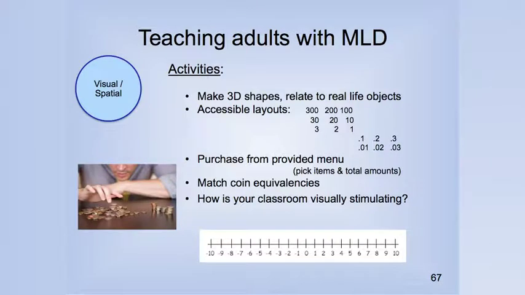So, activities dealing with visual-spatial skills. We talked about making actual real 3D shapes, relating them to real-life objects. A cone, that's an ice cream cone. That's a pylon. A rectangular prism, it's a box. It's a tissue box. A triangular prism, you know what that is? It's a Toblerone bar, or it's the roof of a house. And laying things out so that it makes it accessible, so they can visualize.